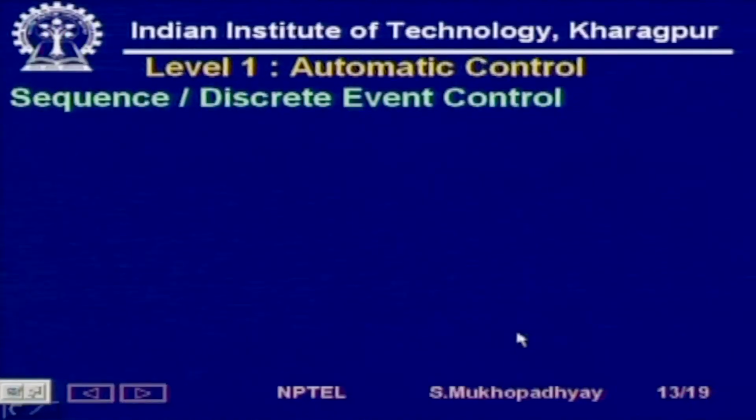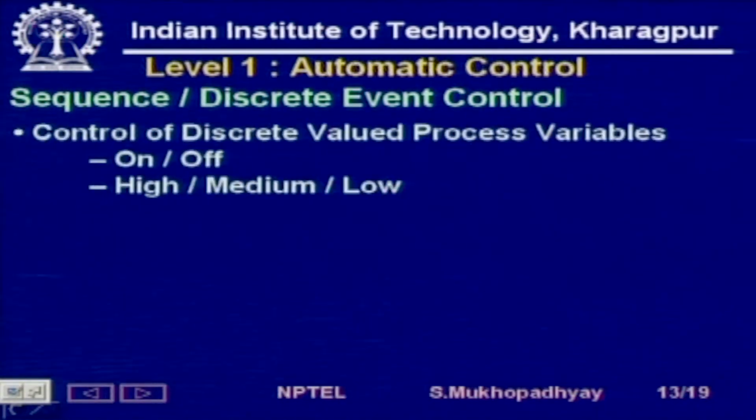Similarly, you have sequence or discrete event control. Now, in discrete event control, what you have is control of discrete valued process variables, that is variables which cannot take continuous values, but either they take discrete values like on and off or low, medium, high. So, you have to control.